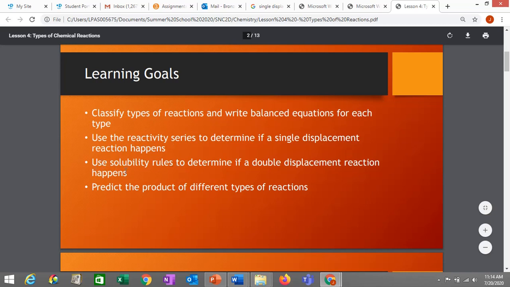I'm actually going to change this learning goal. I've made things a little bit harder with this one. So basically, can you perform a double displacement reaction? Can you tell me what's produced at the end of it? And can you predict the product of different types of reactions? So if you can do all those things, then you are good for this lesson. And you should be good for most of chemistry.